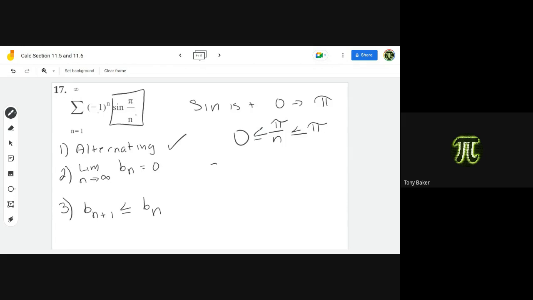Does sine of pi over n, the limit as n goes to infinity, go to 0? So remember this one, we can look at it. One of the rules for limits was I can move the limit inside, correct? So I can look at it this way. So that right there, that goes to 0. And sine of 0 equals 0. So that's good.